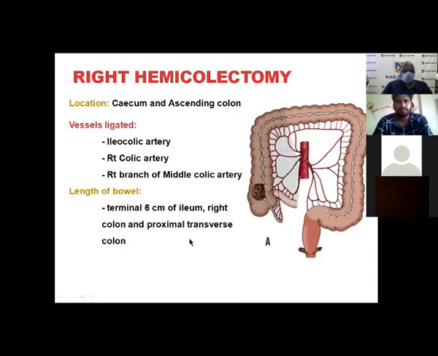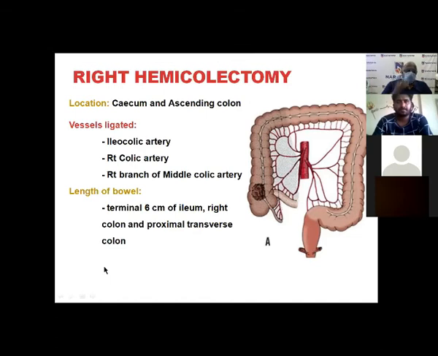Here it comes, the proximal transverse colon. Ileocolic artery. For the cecum and ascending colon, you have to ligate the ileocolic artery, the right colic artery, and the right branch of the middle colic artery. The bowel removed is the terminal 6 centimeters of the ileum, the right colon, and the proximal transverse colon. All these are removed up to this, the shadow that is given. This is the classical right hemicolectomy.